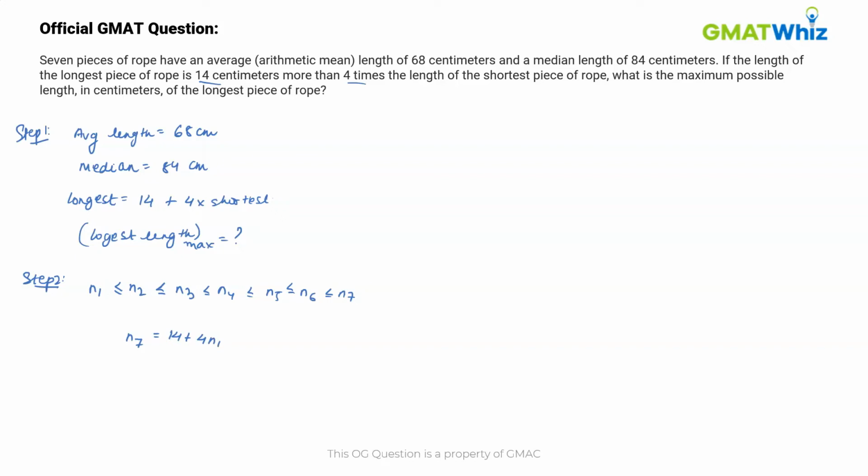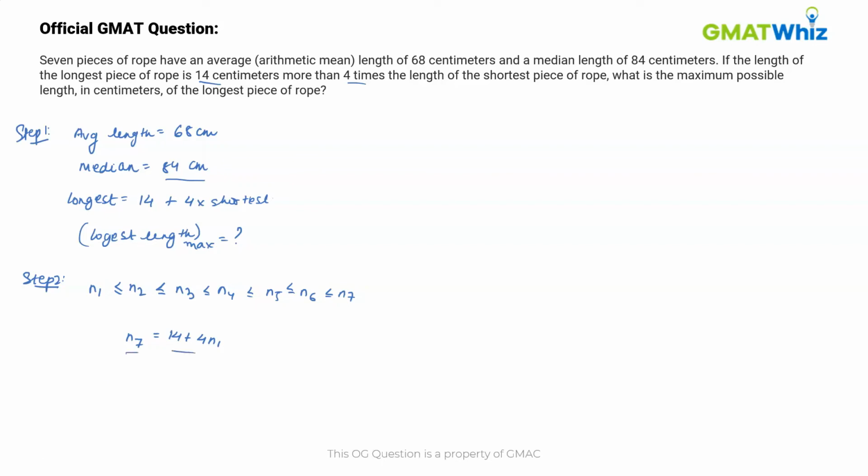Now let's understand how we can maximize the length of the longest piece of rope. If you want to maximize the longest piece of rope, we need to have the other quantities in the reduced form, or in the lowest form. And we also have to keep in mind that the median of these 7 pieces of rope is equal to 84 centimeters. Now we have information about the longest and the shortest one.